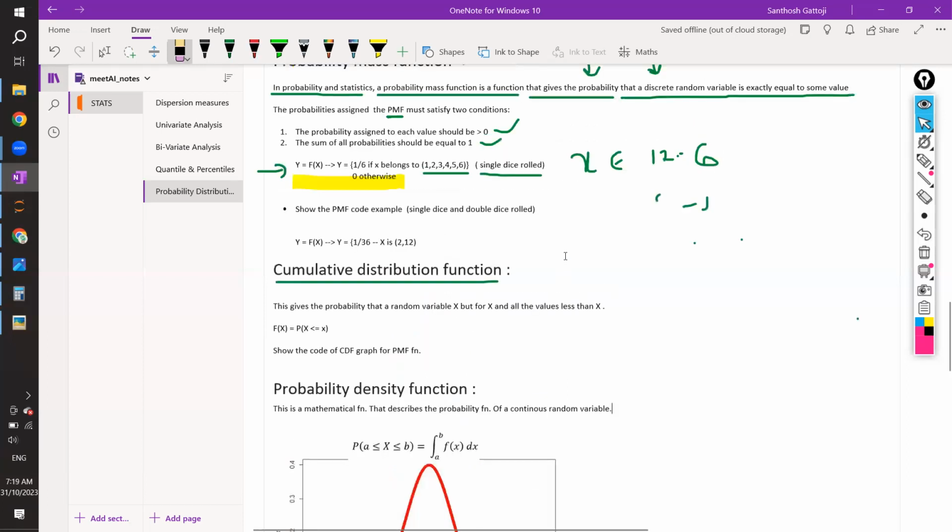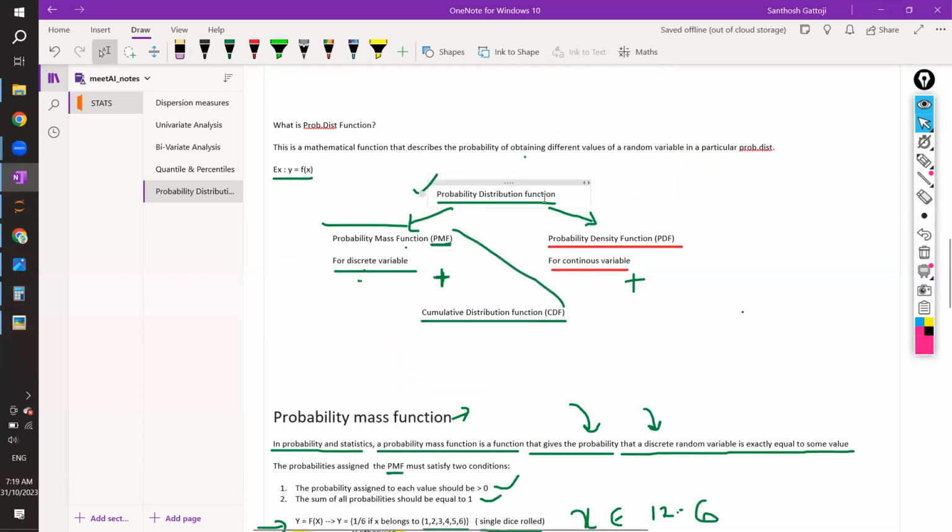Probability distribution function is a general topic. In that, PMF is separate, PDF is different. Yesterday I was saying the abbreviation for probability distribution function is sometimes also called PDF, because it is also PDF. But in my class, if I say PDF, it is probability density function. Don't get confused.